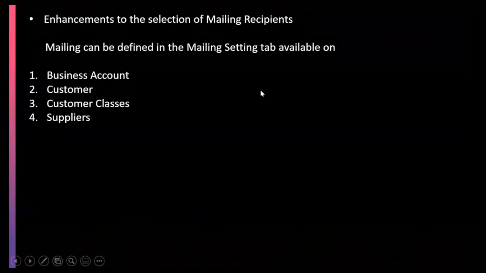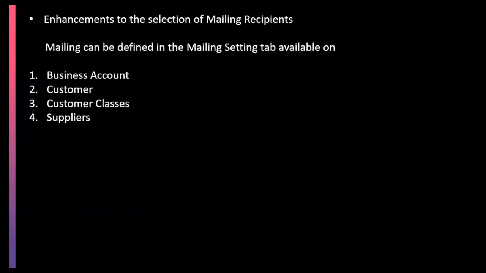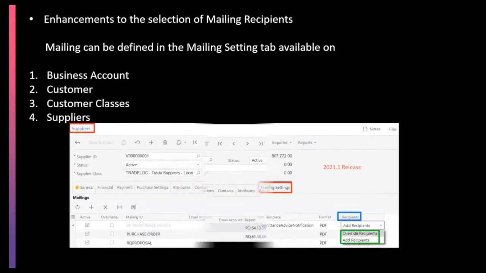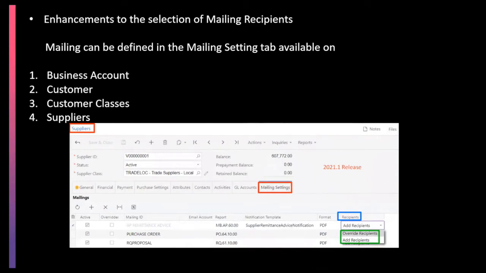Enhancements to the selection of mailing recipient. Mailing can be defined in the mailing settings tab available on business accounts, customer classes, and suppliers. A recipient column has been added to the mailing table. If you see the previous release on the mailing settings, we have the following options available. But when we go to the mailing settings tab in the new release, we can see that the recipient column has been added to the table.